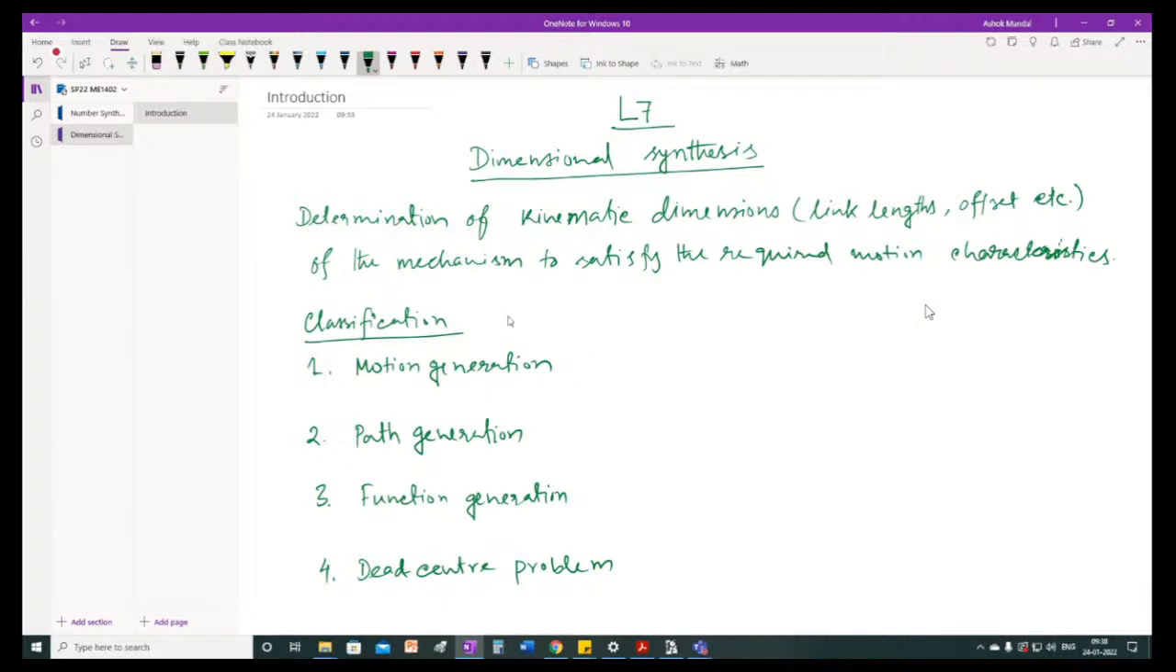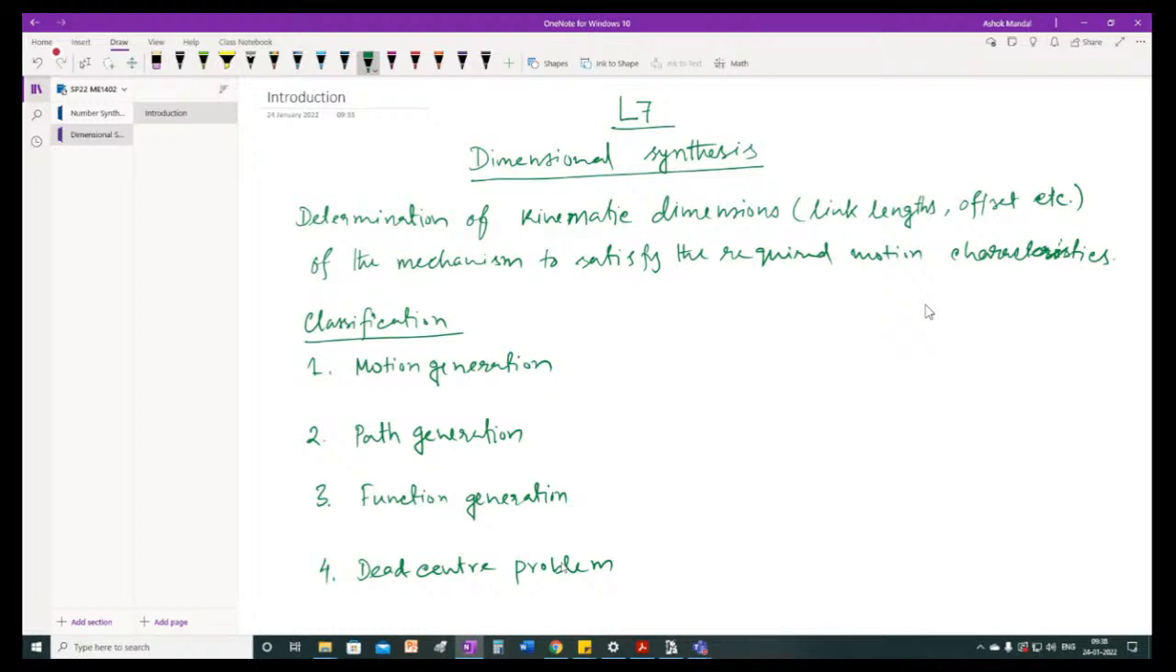So, what is called a motion generation problem? The four kinds of problem: motion generation, path generation, function generation, and dead center problem. All are these required motion characteristics. Here you see required motion characteristics for a mechanism. The problems are classified into these categories to solve this kind of problem.